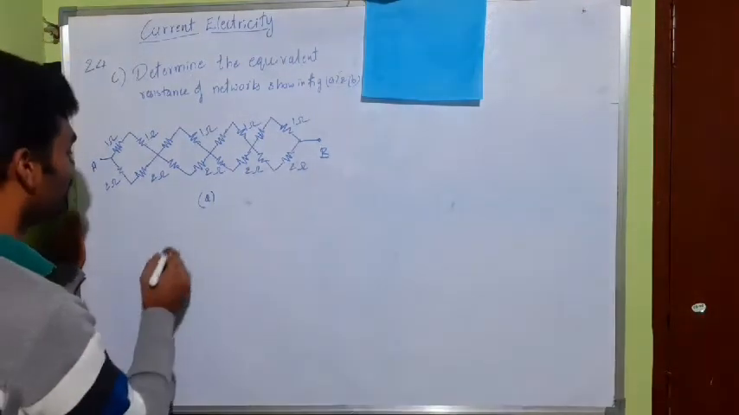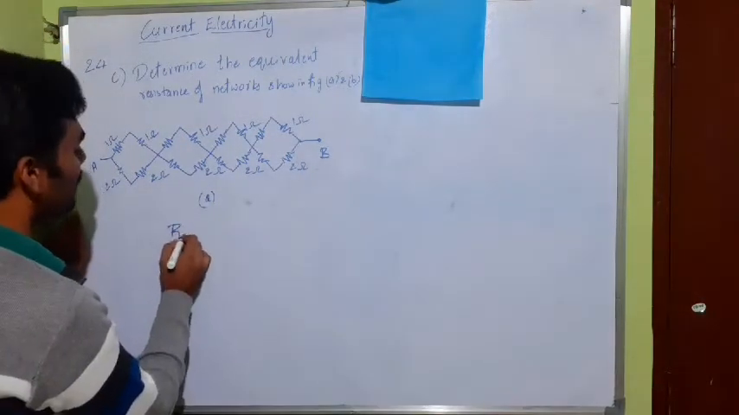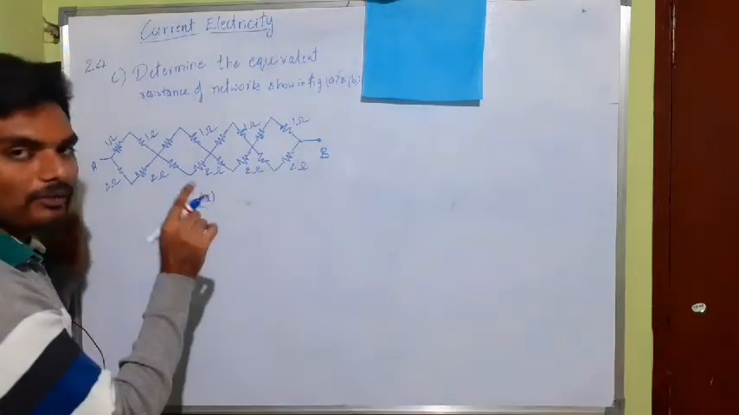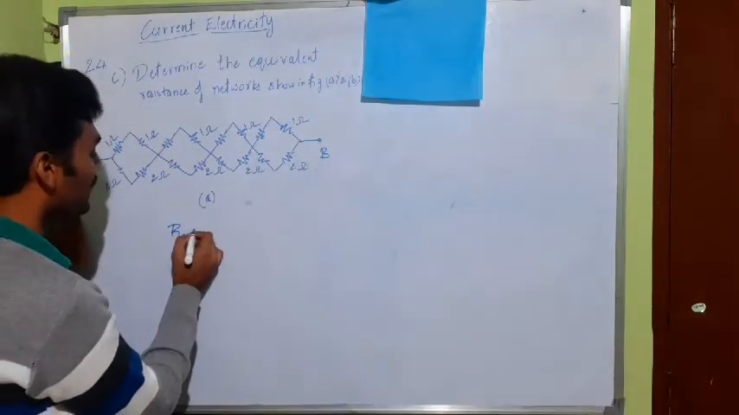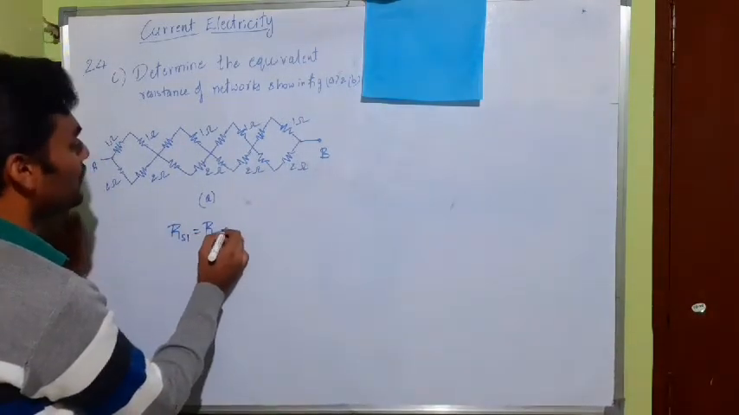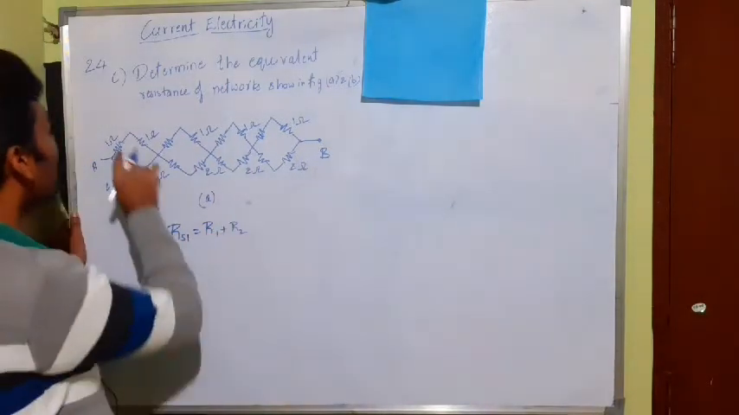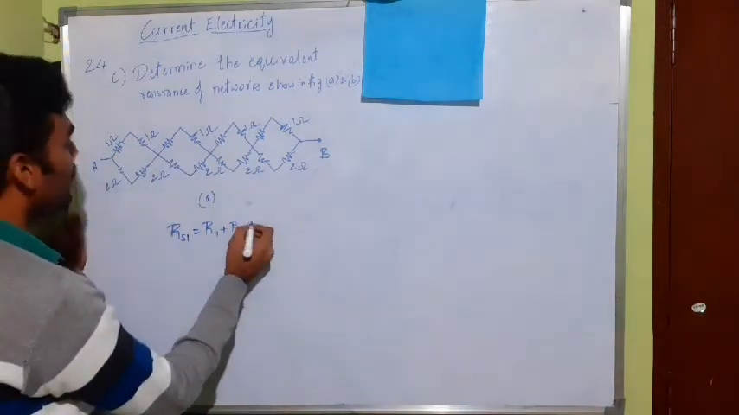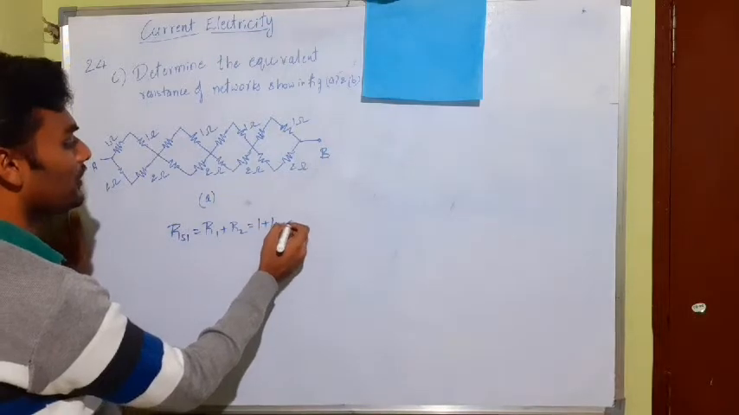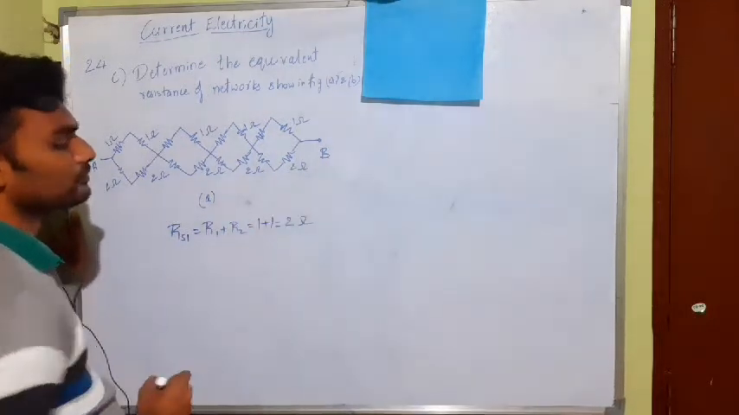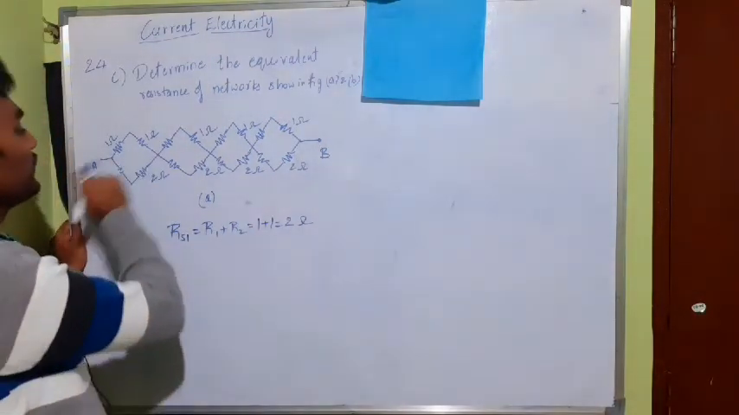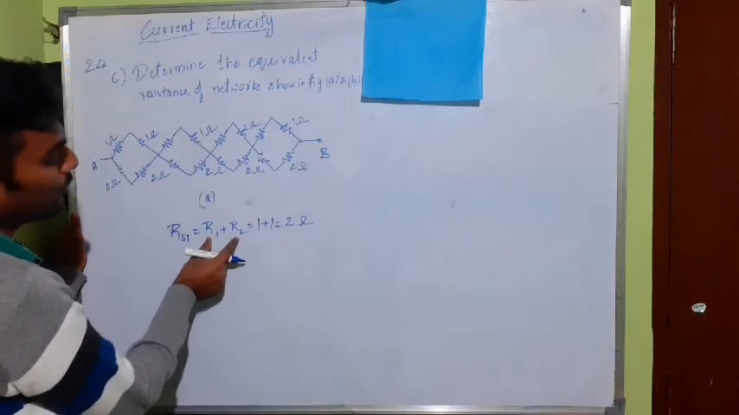But before we reduce the circuit, you simply put the formula of series resistance. It's always suggested to keep the formula. So RS1 is equal to R1 plus R2. R1 is 1 ohm, R2 is 1 ohm itself. So 1 plus 1 is equal to 2 ohm. You have two equal resistors, so you can even put 2R.